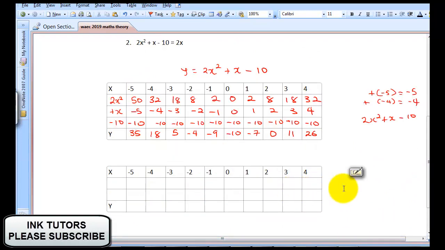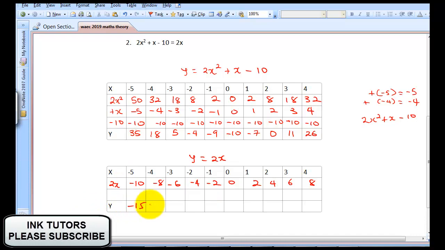Now we want to plot the graph of y is equal to 2x. So I'll put my 2x here. This will be 2 times minus 5, that will be minus 10. This will be minus 8, minus 6, minus 4, minus 2, 0, 2, 4, 6, and 8. So my y, I'm going to sum it up. This will be minus 15, minus 12, minus 9, minus 6, minus 3, 0, 3, 6, 9, and 12.